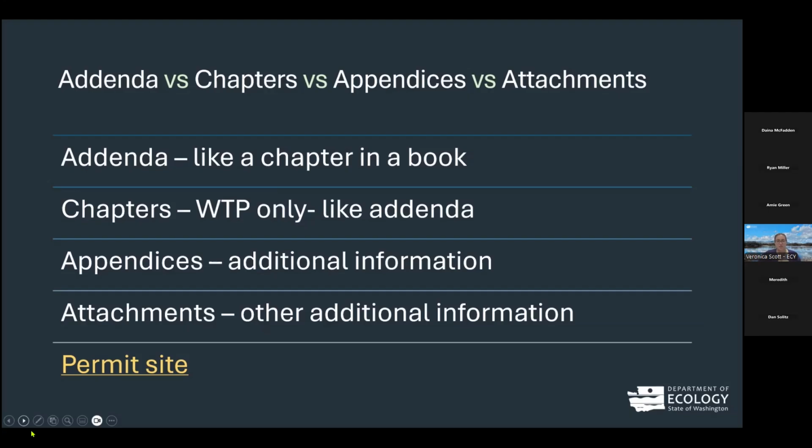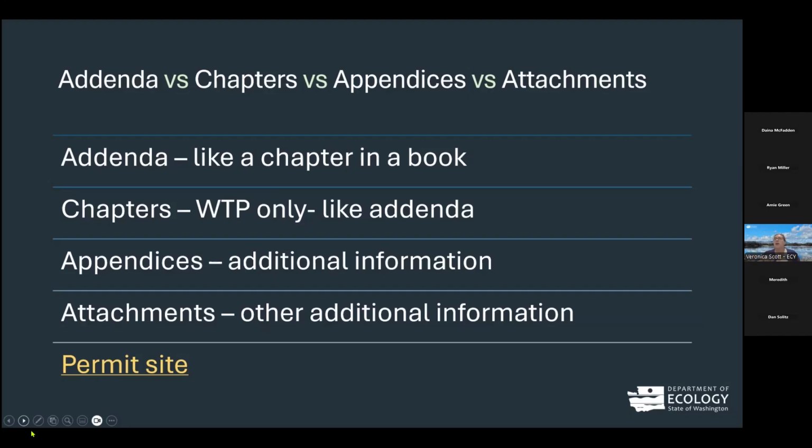And I also wanted to note that in addition to our addenda and chapters, appendices, and attachments, all of the units in this permit will have a unit change control log, conditions, and their own unit-specific fact sheet, which is another great place to start to get an idea of what has changed in the permit, what kind of waste that unit manages, and some basic information about that unit.